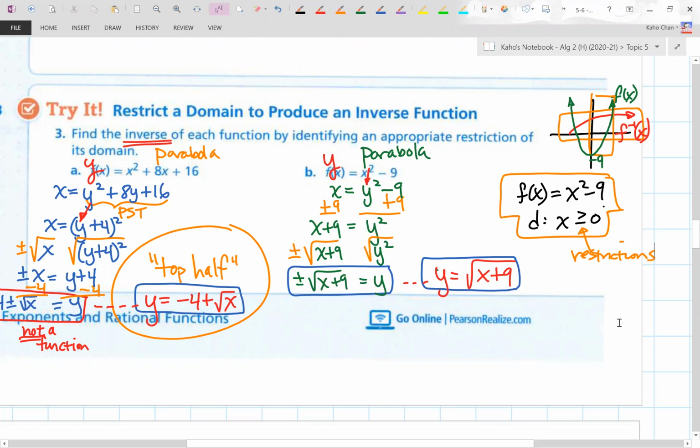All right, you guys ready for the next page? Keep in mind, this part right here was not a function. I can mention that, sorry. We had to restrict it. Okay.